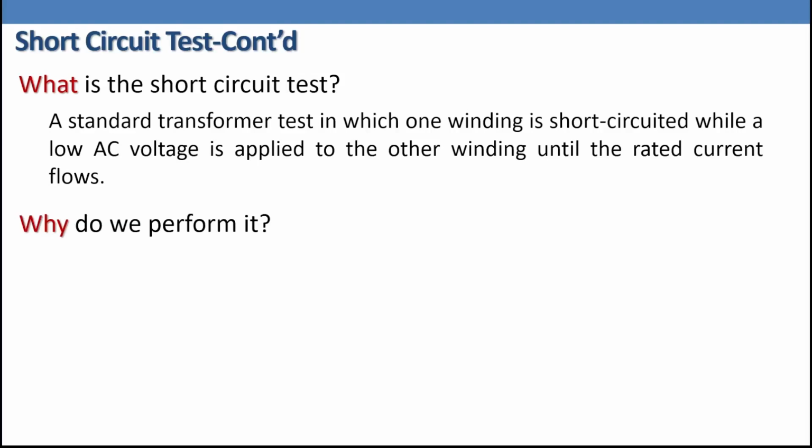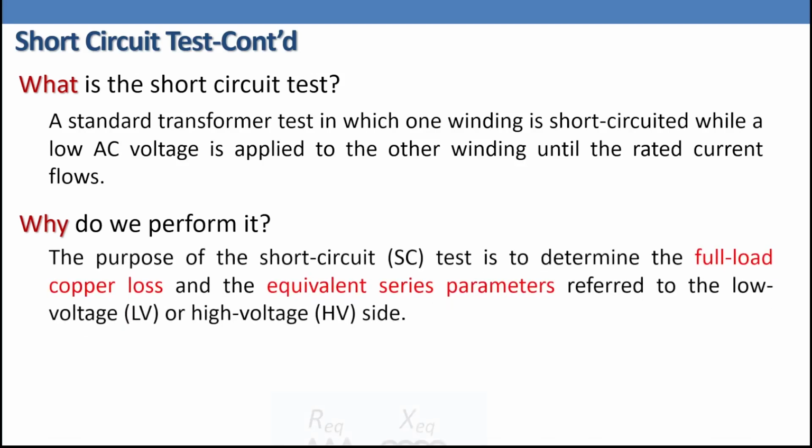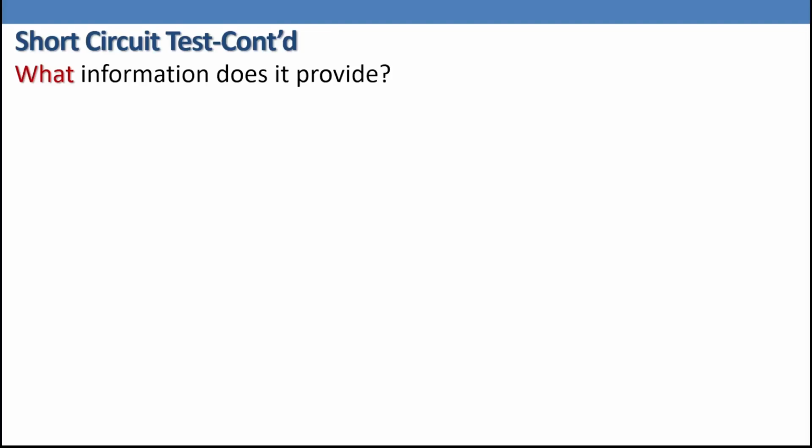The main purpose of the short circuit test is to determine the transformer's series parameters, R equivalent and X equivalent, and to measure its full load copper losses. These parameters are essential for constructing the equivalent circuit, predicting voltage regulation, and analyzing the transformer performance under loading conditions. From the previous question, we can answer this question now.